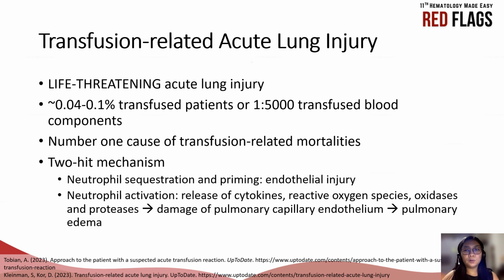The first hit involves neutrophil sequestration and priming in the lung microvasculature due to recipient factors such as endothelial injury. Priming refers to shifting of neutrophils to a state where they will respond to an otherwise weak signal. The second hit is activation of recipient neutrophils by a factor in the blood product. Activation is associated with the release from neutrophils of cytokines, reactive oxygen species, oxidases, and proteases that damage the pulmonary capillary endothelium. This damage causes inflammatory pulmonary edema.